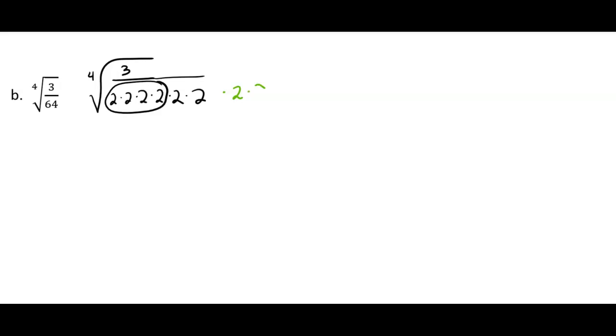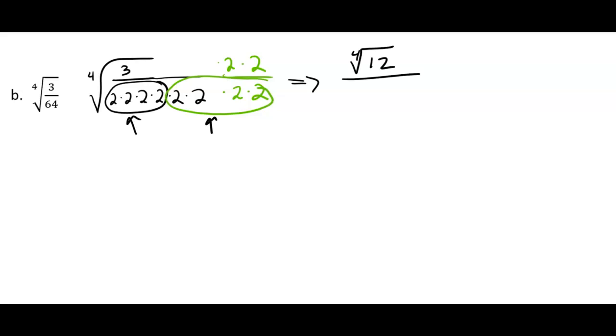So I'm going to multiply by 2 more 2s, both the numerator and the denominator. And then that'll get me another group of 4 2s, so I can get those out as well. All right, then over here, I'm going to have the fourth root of 3 times 2 times 2, which is 12. And then I've got a 2 here and a 2 here, so I get 2 2s, which is 4, so I'm going to write the fourth root of 12 over 4.